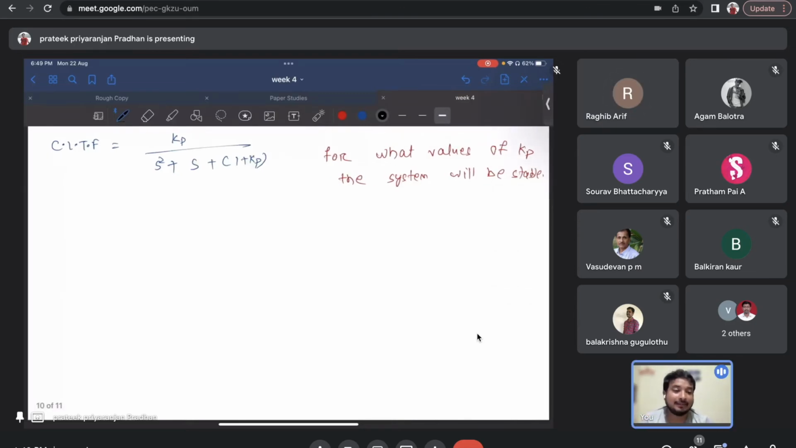How can you conclude that 1 plus Kp must be greater than 0?